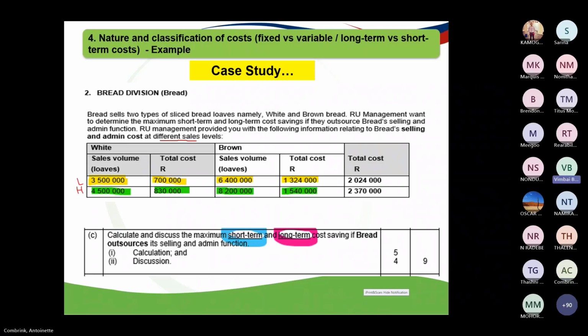Is it so we can use the high-low method? Using the sales volume and the total cost. Perfect. Yes, you spotted it there. Fantastic. Thank you for that. I appreciate that. Okay, so yes, that's what it's about.